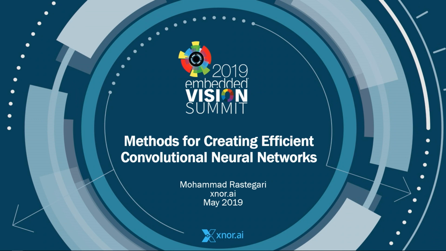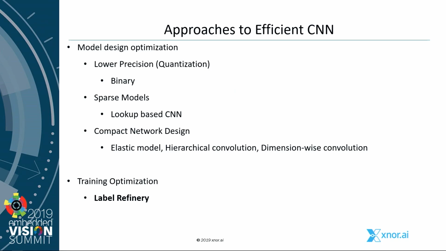So today I'm going to talk about the efficient structure of a convolutional neural network. In a sense, how we can build efficient convolutional neural networks. These are mainly categorized into two categories: model design optimization and training optimization. There are a bunch of approaches on model design optimization. We'll touch on that, and there are a few approaches on training optimization, which I'll discuss.